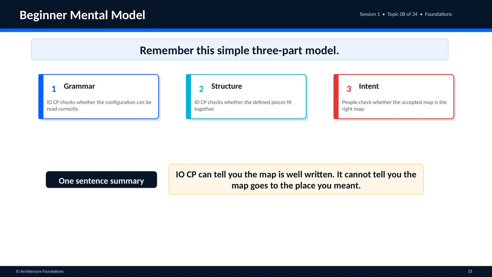For a beginner, this three-part model is the easiest way to remember the topic. First, IOCP checks grammar. The text must follow strict formatting and syntax rules. Second, IOCP checks structure. The defined components must appear in a valid order and fit together in allowed combinations. Third, people check intent. Humans must confirm that the valid structure represents the desired real-world connection. If you remember this model, you will know exactly where IOCP helps and where human validation must take over.